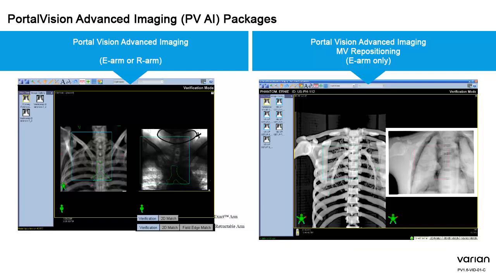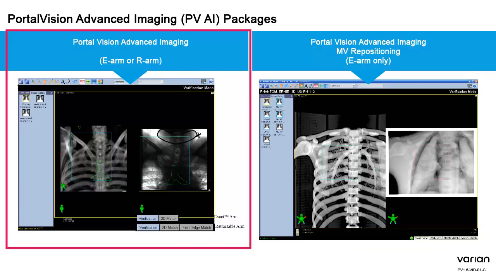There are two Portal Vision Advanced Imaging packages available. The standard PVAI package consists of a 2D match workspace, which allows for analyzing and matching of an MV image with the corresponding reference image. This package supports retractable arm, R-arm, and exact arm, E-arm environments. The acquisition workspace displays differently depending on whether the user has an E-arm or an R-arm.